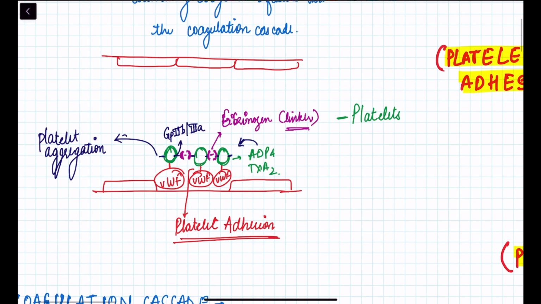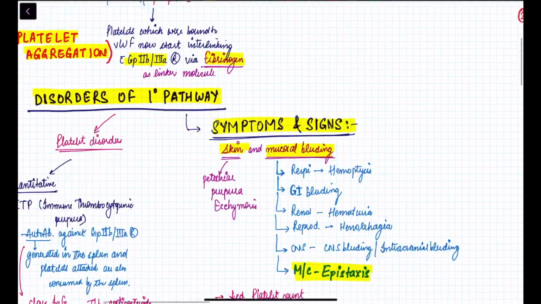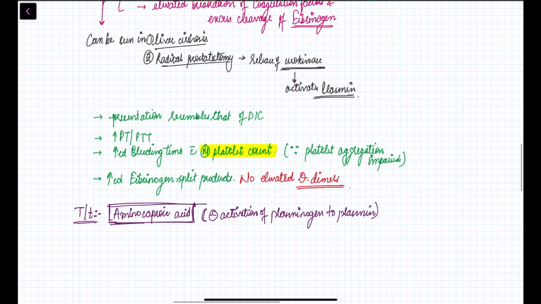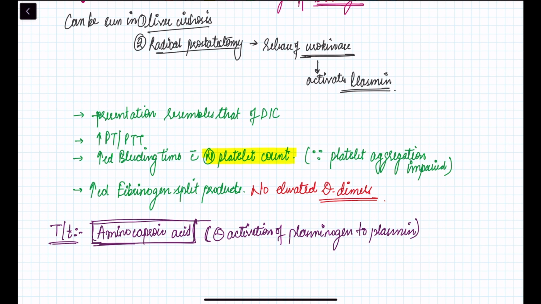Here you can see it. The fibrinogen acts as a linker molecule between the green platelets, which are depicted here. So if there is no linker molecule, there will be no platelet aggregation. That is, platelet aggregation is impaired, which causes the increased bleeding time with normal platelet count, and of course increased fibrinogen split products and no elevation of D-dimers.